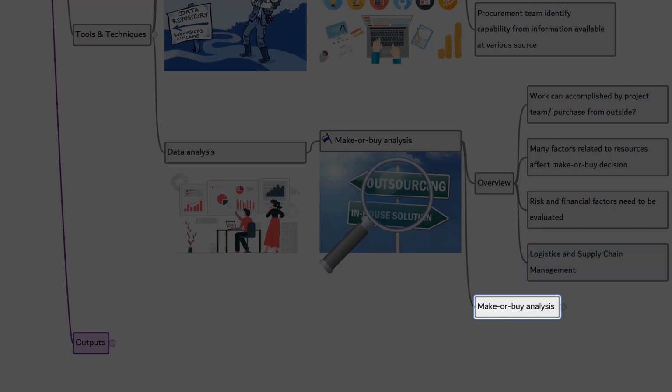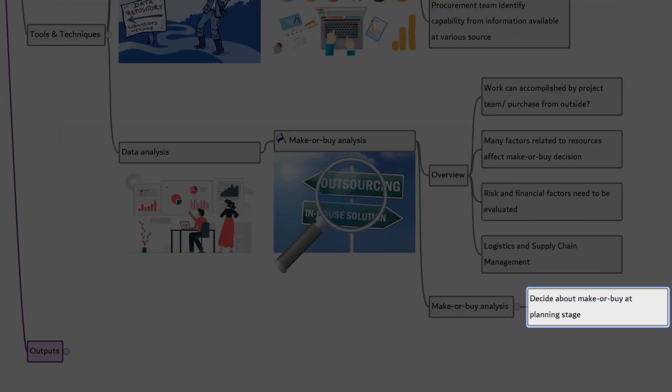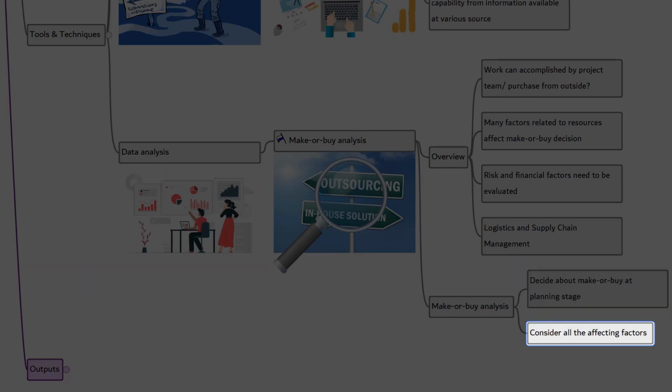Now in context. During planning, you must decide whether the project team will do all the project work or if some or all the work will be outsourced. This avoids wasting time in planning the work that you're going to outsource anyway. You should document the decision in the procurement management plan. As discussed at the concept level, make sure that the decision is supported by resources within the organization, risk and financial factors, and logistics and supply chain management factors.